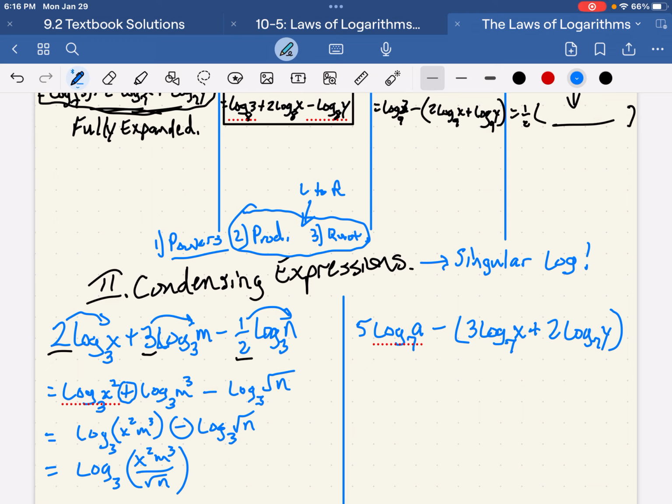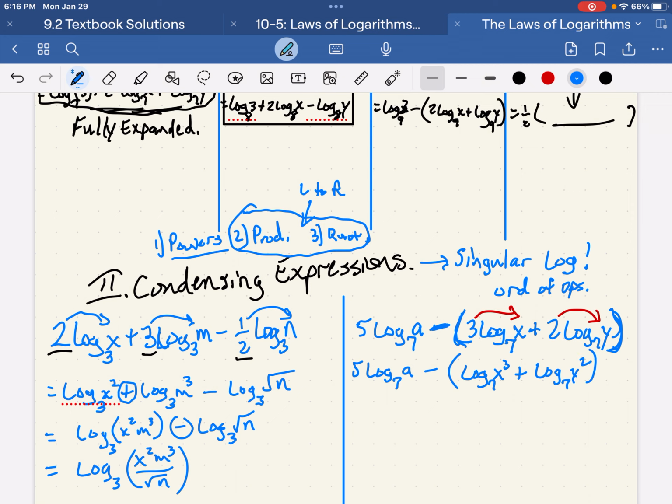Okay, my last example. You'll notice that this time the subtraction is followed by a quantity in parentheses. Well, just like the order of operations has been telling you for years to do parentheses first, whenever you're condensing logarithms, follow that rule. So 5 log base 7 of a minus, well, the first thing that I can do within this quantity is bring the 3 and the 2 up as powers. So that would be the quantity log base 7 of x cubed plus log base 7 of y squared.